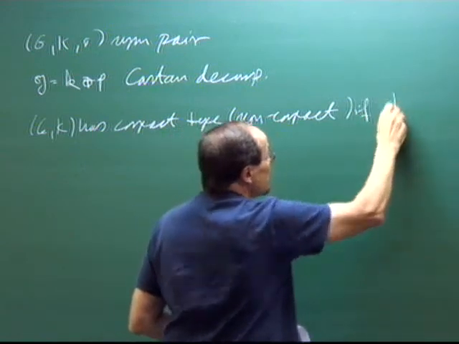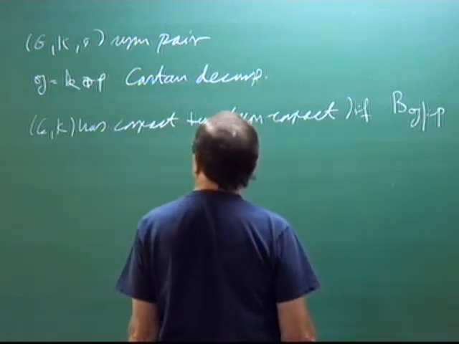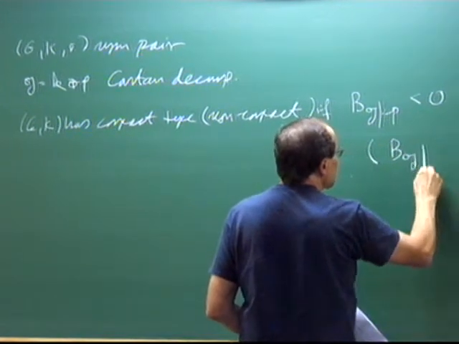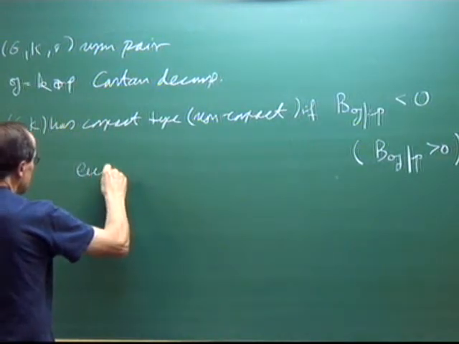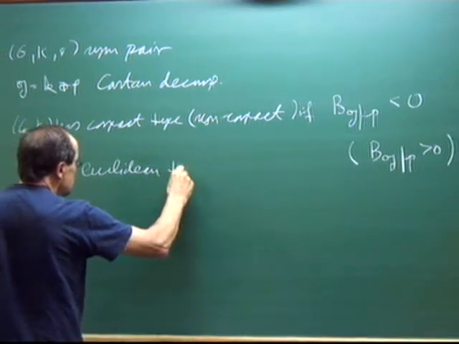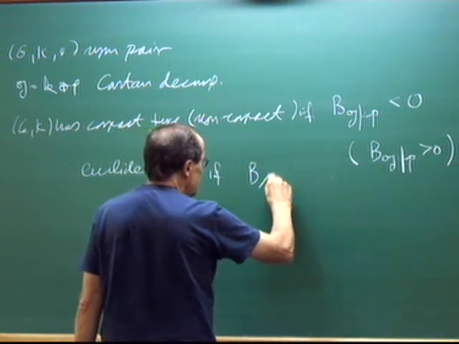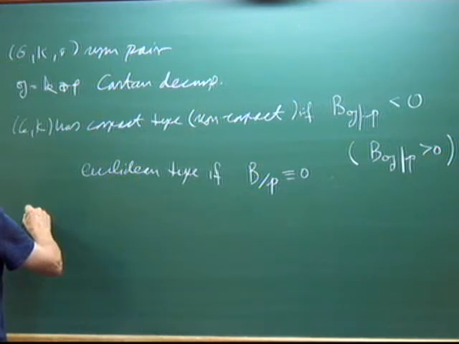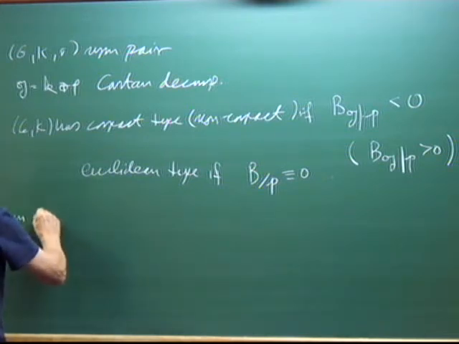If the Killing form of G on P is negative, it is compact type, and non-compact type if positive. And then the other type was Euclidean type, if the Killing form on P was zero. And then remember, in general, yes, this was in general.